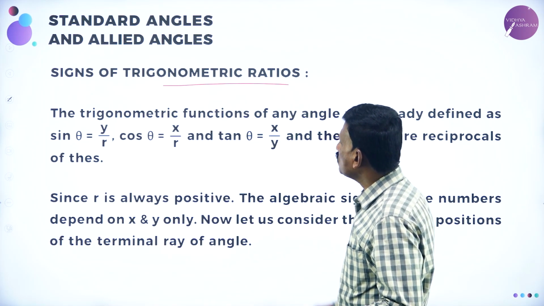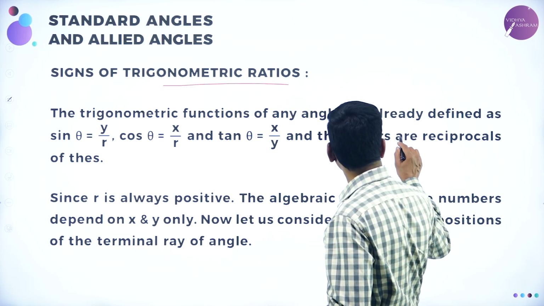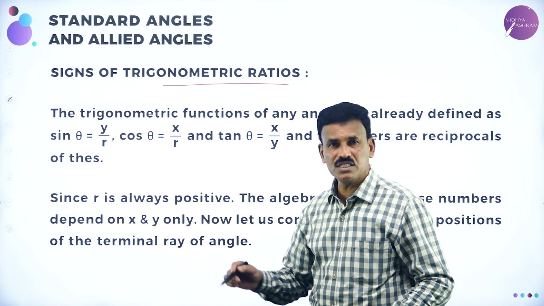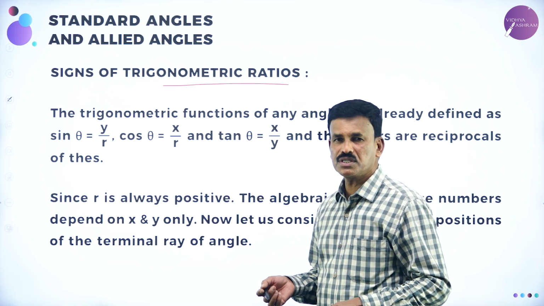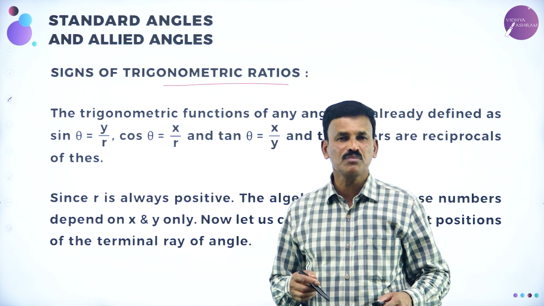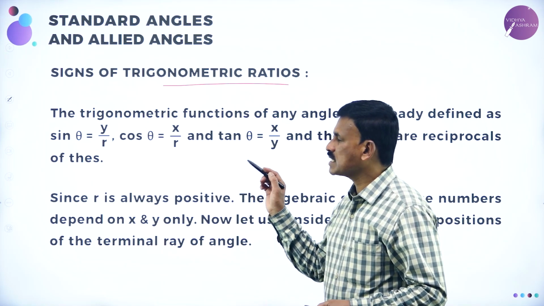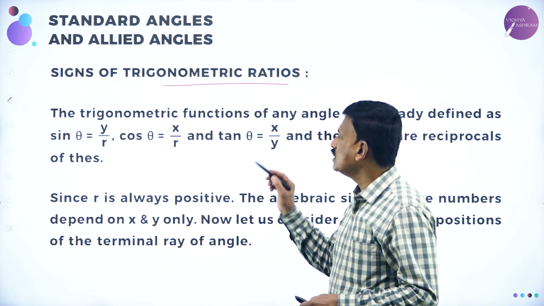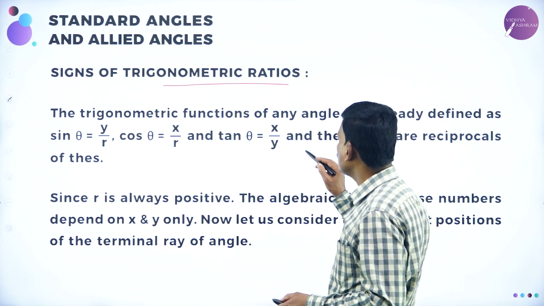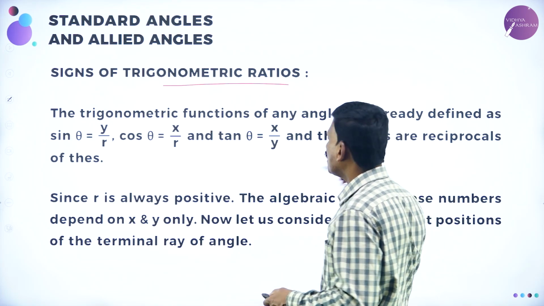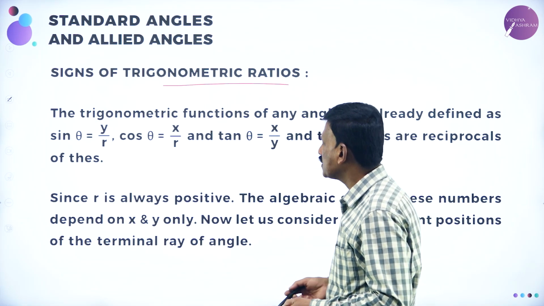Now, the trigonometric functions of any angle are already defined as sin theta is equal to opposite by hypotenuse, cos theta is equal to adjacent by hypotenuse, tan theta is equal to opposite by adjacent. So that can be written as sin theta is equal to y by r, cos theta is equal to x by r, tan theta is equal to y by x, and the others are the reciprocals of these, right?